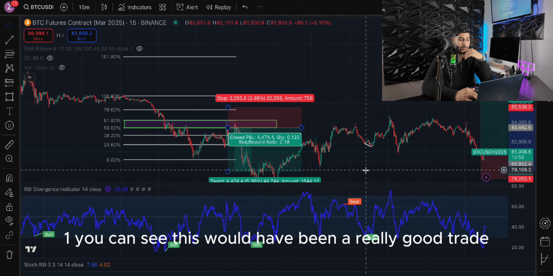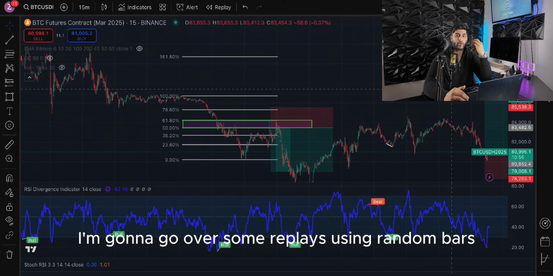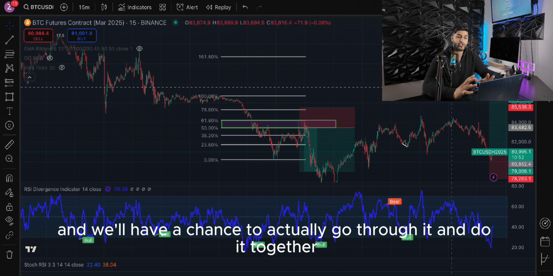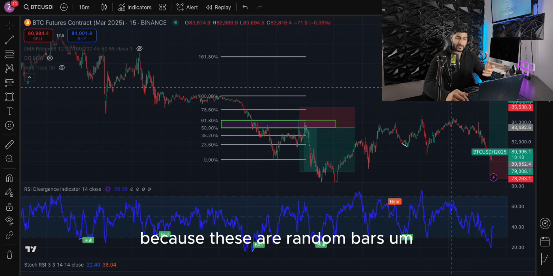You can see this would have been a really good trade, but at the end of this, I'm going to go over some replays using random bars, and we'll have a chance to actually go through it and do it together live, per se, because these are random bars.